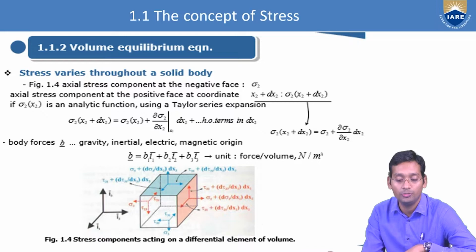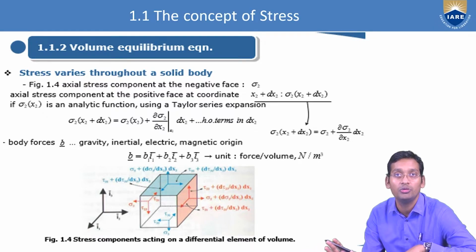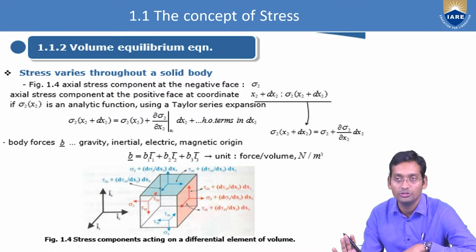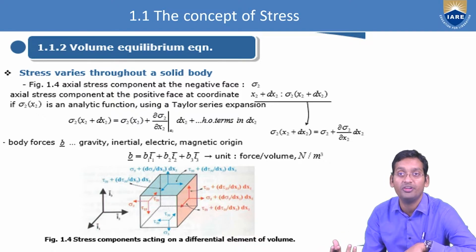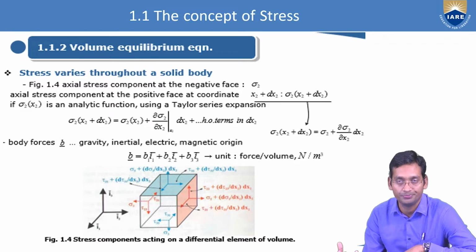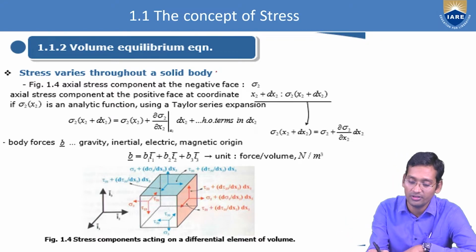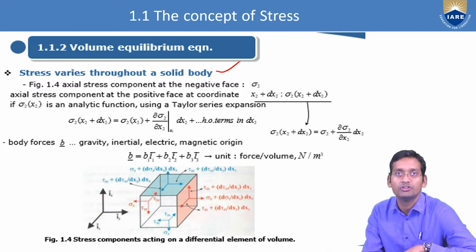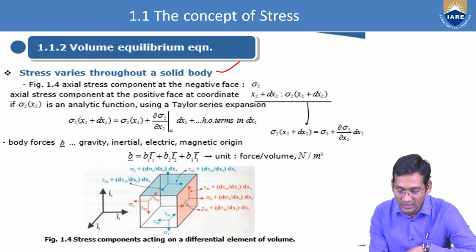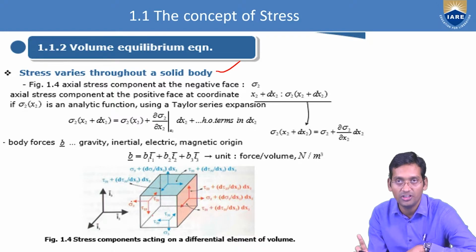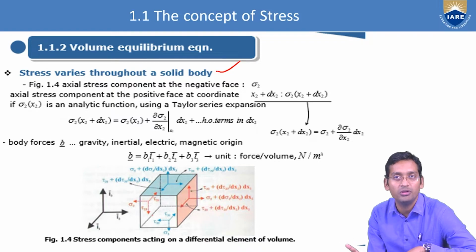Now for any volume, that means any body in equilibrium, we need the volume equilibrium equation, how that body is in equilibrium volumetrically. So first, the stress varies through a solid body. In this figure, you can see a 3-dimensional body having some volume. Again here, 9 components will act. In that, 3 will be direct, and 6 will be indirect.